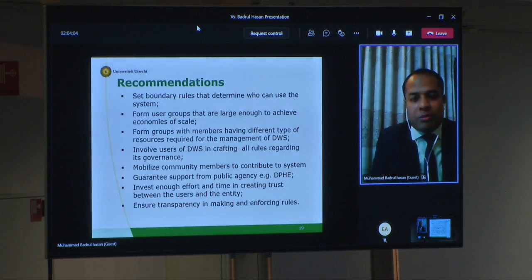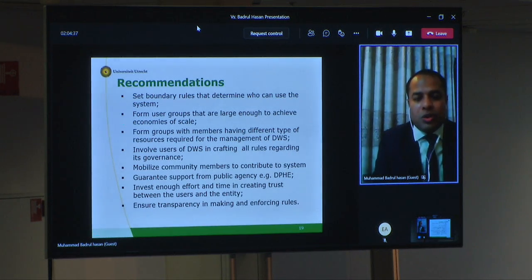So based on my findings, I come up with a set of recommendations for the policymakers. Firstly, they should set the boundary rules that determine who can have access to the system. And secondly, they should form a user group that is large enough to achieve the economies of scale. And then they should also consider forming groups with members having different types of resources, because the successful operation of those drinking water systems requires different types of resources like money, knowledge, time.